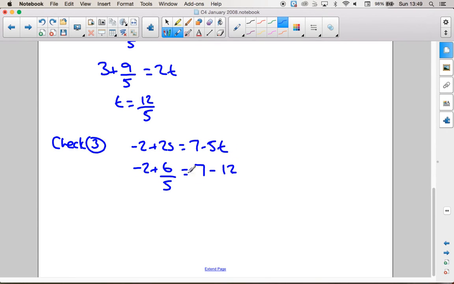So you can straight away see this is integer, this is not integer. Minus 2 plus 1 and 1/5 will be minus 4/5. But this will be minus 5. So they're not consistent, inconsistent there. So skew.